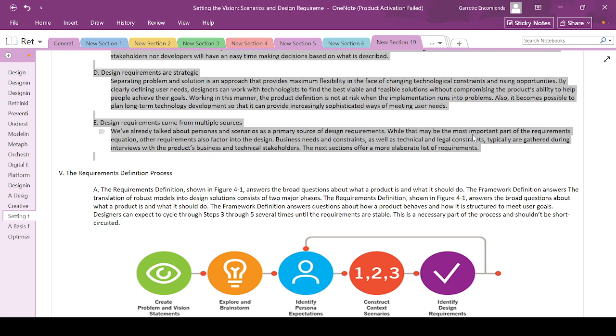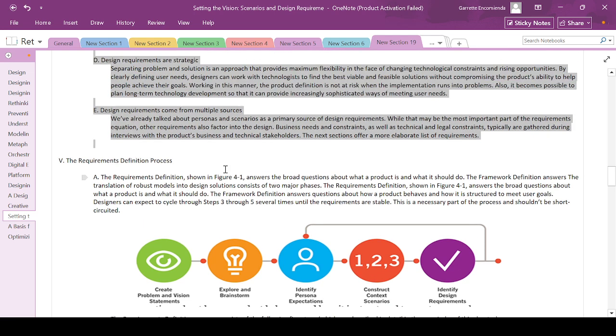So they can better provide another solution because, let's say, that task or that specific framework or libraries you provided is not supported anymore. So therefore your developers are stuck. Also, it becomes possible to plan long-term technology development so that it can provide increasingly sophisticated ways of meeting user needs. So with added technology, you may provide better ways. Maybe there is an innovation for this technology or function that could redesign these functions that will better support the needs.